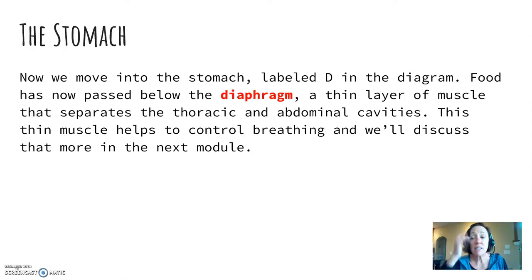That's labeled D in the diagram. Food is now passed below your diaphragm. The diaphragm is a thin muscle layer. Let me point that out. It's right here under your rib cage that separates your thoracic cavity, that's the upper part of your body, from your abdominal cavity. This thin muscle is going to be involved in breathing, and we're going to talk about that next week.